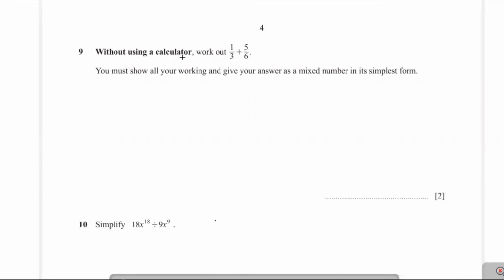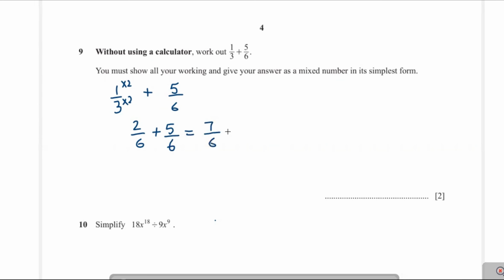Question 9. Without using a calculator, work out 1 over 3 plus 5 over 6. Now we write it here: 1 over 3 plus 5 over 6. You see here the denominators of both fractions are not the same. Therefore, we make the denominators the same. Here we multiplied this fraction by 2, denominator and numerator also. Therefore, we get 2 over 6 plus 5 over 6. Now the answer is 7 over 6.